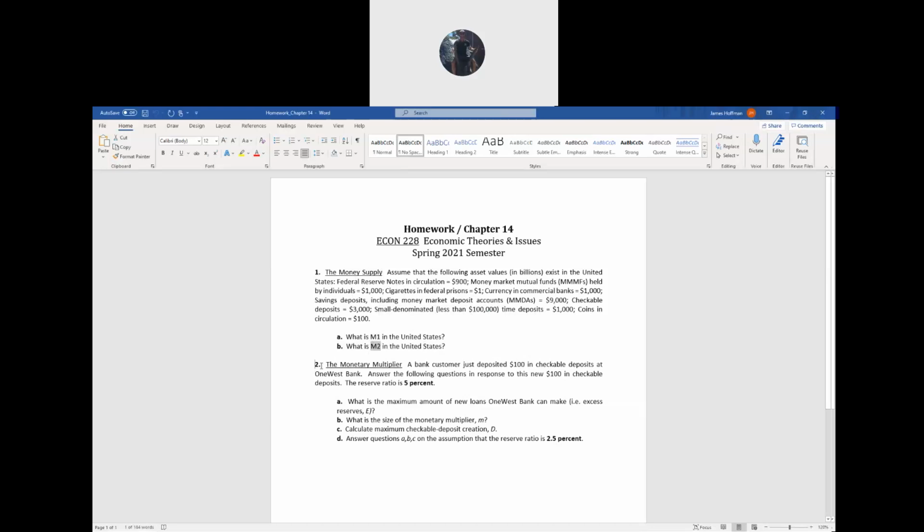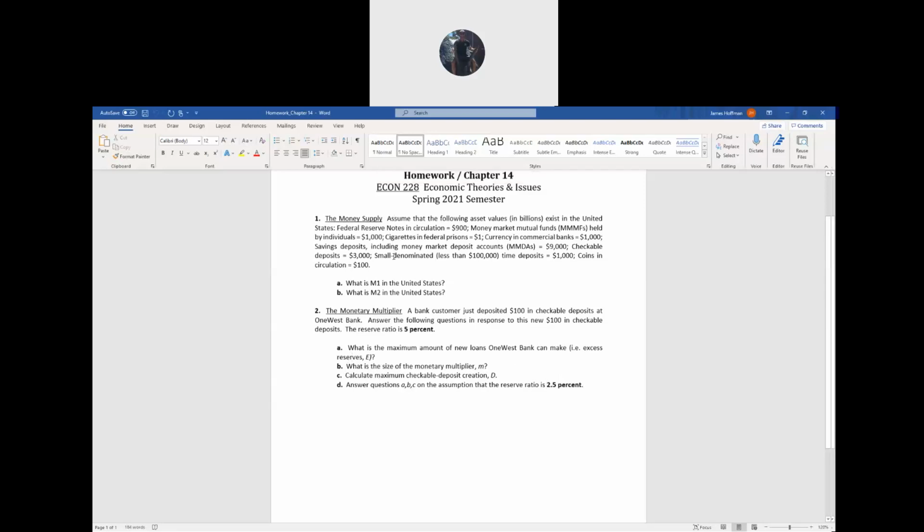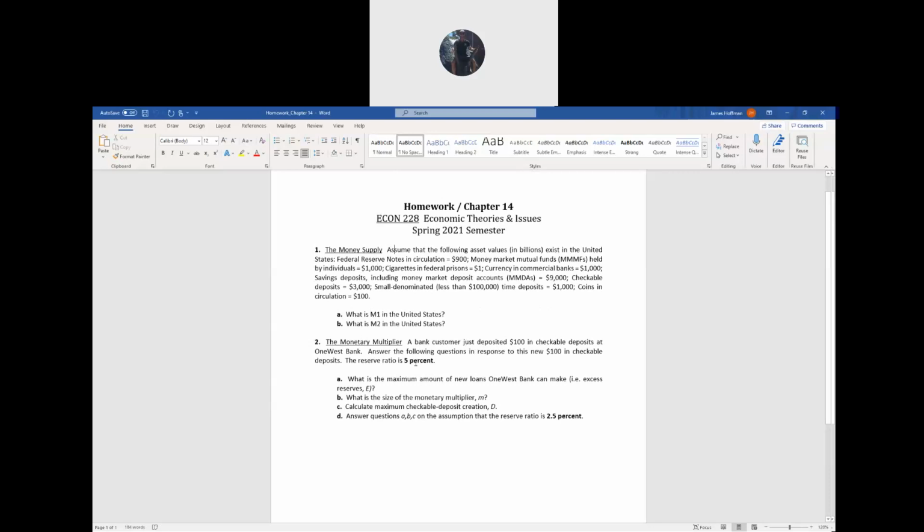Based on this information, just calculate M1 and then calculate M2. And number two is like the one we just did. So you've got a new $100 in checkable deposits. The reserve ratio here is 5%. So with the 5% and the new $100, calculate the max amount of new loans, calculate the monetary multiplier, and then calculate the maximum amount of new money that can be created. And then if the reserve ratio gets dropped to 2.5%, just do the exercise again. So all the equations and all the examples you need for these two are the ones we just did, and it shouldn't be too difficult.